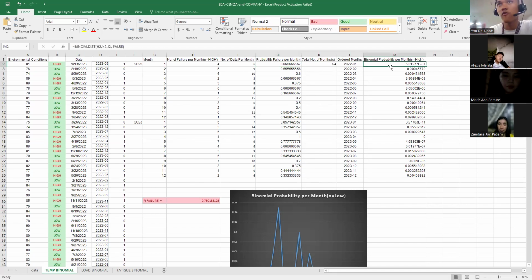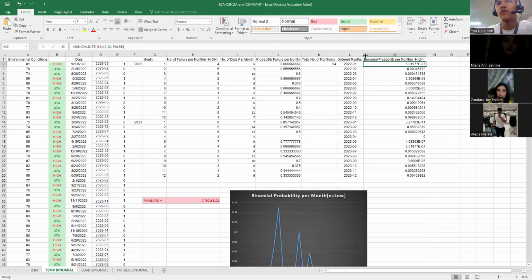Next, we calculate the binomial distribution, or the binomial probability per month. So how did we do it? First, we determine three important variables. We have the n, which is the number of failures per month, the x, which is the total number of events or the total number of months, and then the individual probability of that particular month. Then using the functions in Excel, we generate the binomial probability of that particular month. So as you can see here in January of 2022, we have this probability.